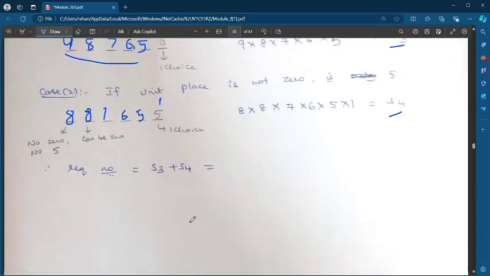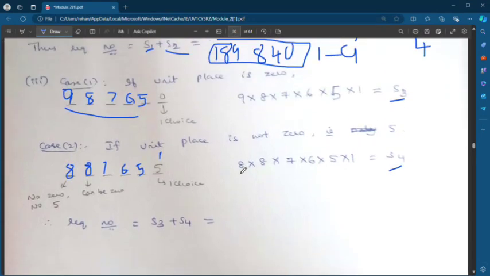So you have to add S3 and S4. Just multiply in calculator, you will get one value. If you want, you can just skip this video, fast forward. I will just calculate and write it now itself.